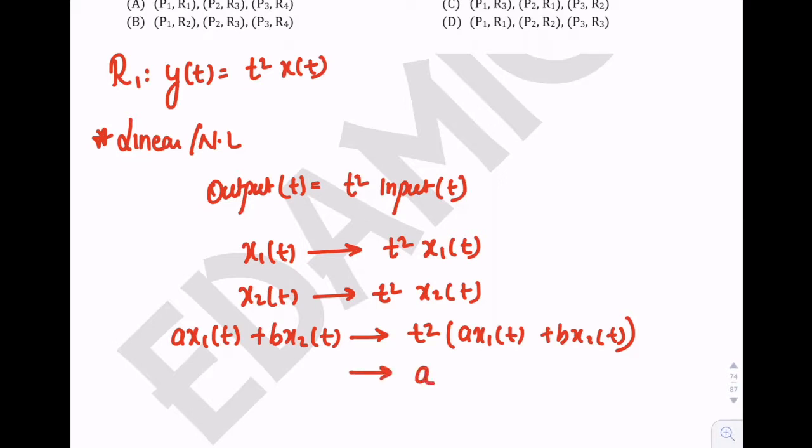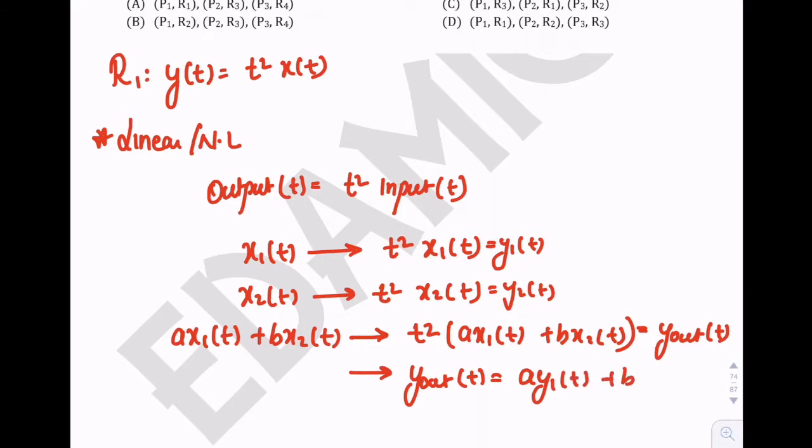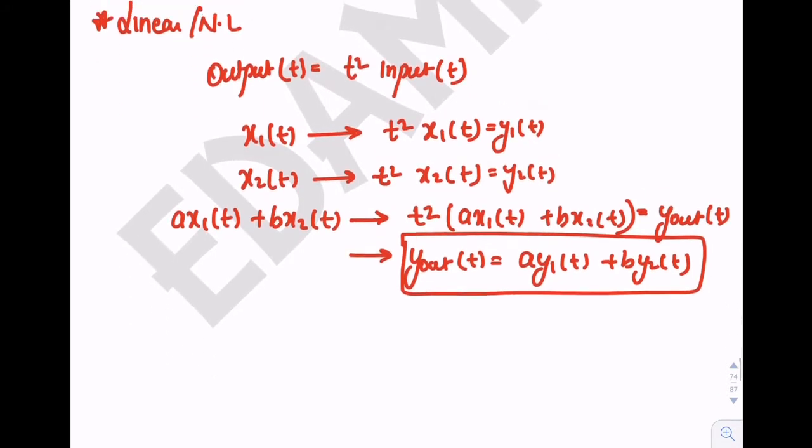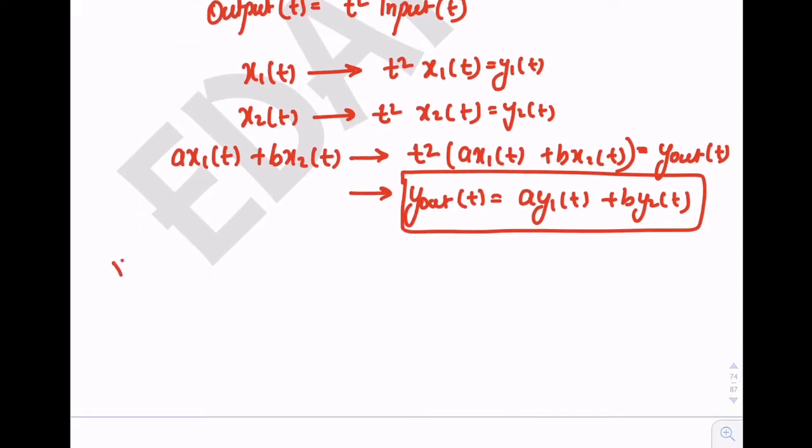So this is equal to a times, so this is y1 t, this is y2 t, and this is y out t. Okay, so we can see that y out t is equal to a times y1 t plus b times y2 t. So we can say that this is a linear system because it is following the superposition theorem. Okay, now let's check is the system time invariant or time variant.